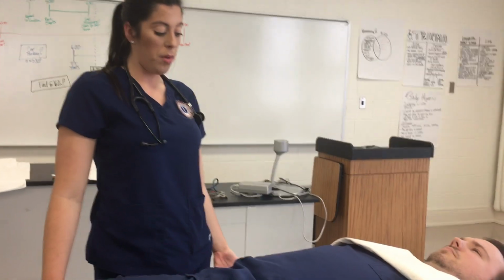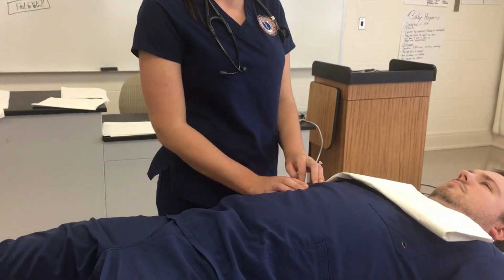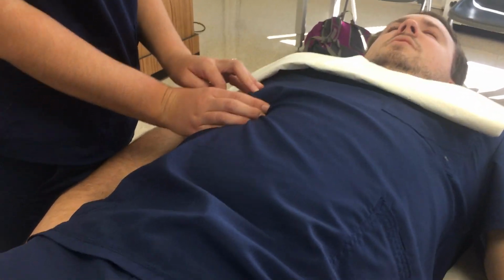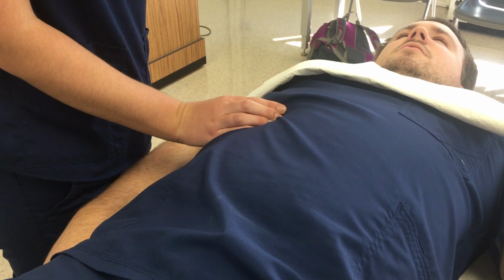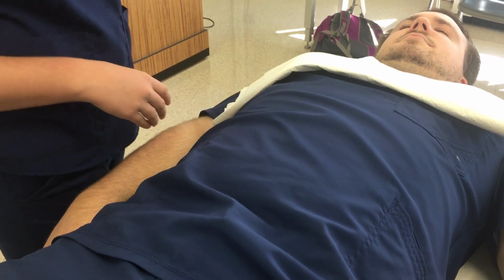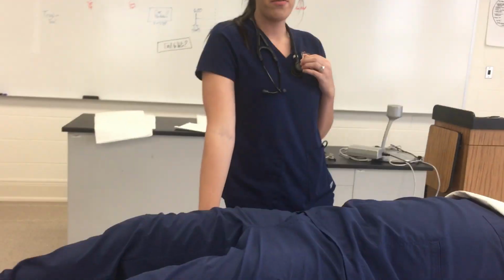Okay, so after appendicitis, we can check for cholecystitis. And this is called Murphy's sign. So I'm going to put my fingers right under the border of that right costal margin. I'm going to press in and ask him to take a deep breath. And any stopping in breathing or increased pain while he's taking a deep breath is a positive Murphy sign for cholecystitis.